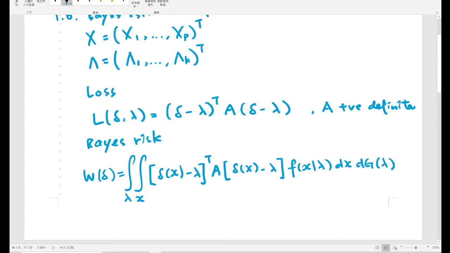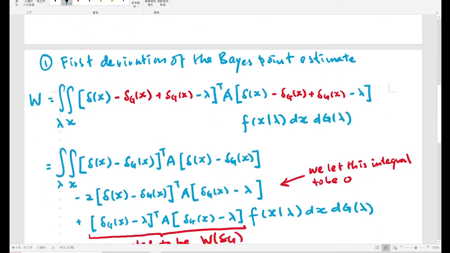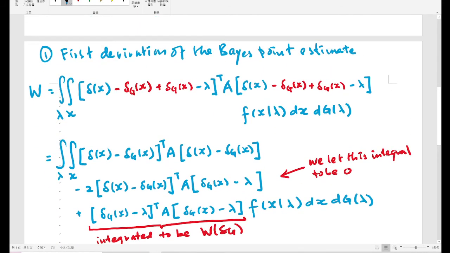Then the Bayes risk is like this: the double integral of the loss function weighted by the likelihood and the prior distribution G. Okay. Then just like the case where we have only one parameter, what I want to show is very simple. I just want to show that the decision is the posterior mean of lambda. And I will show you two derivations as in the case with one parameter.